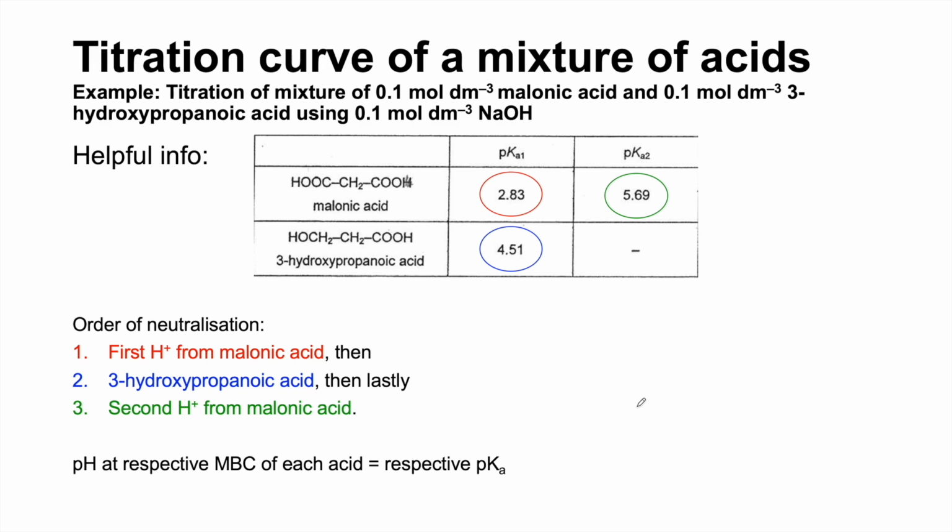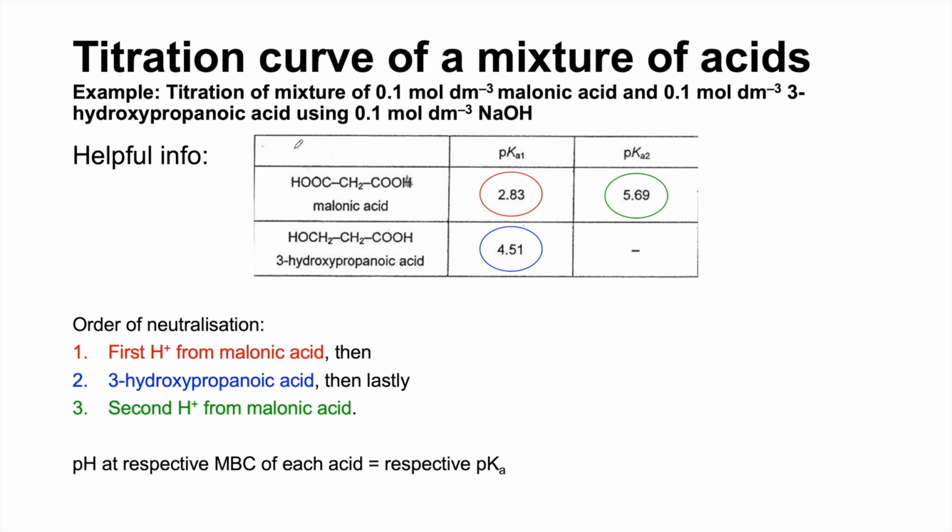Let's go to a titration curve of a mixture of acids. I'm going to titrate a mixture of 0.1 mole per dm cube malonic acid and 0.1 mole per dm cube of 3-hydroxypropanoic acid, using equal concentration of NaOH. Again, I've kept concentrations constant so that I can use the terms amount and concentration interchangeably. But if the setters, especially for Singapore A levels, decide to cook something up, you need to be careful to calculate the volume required by first using the moles.